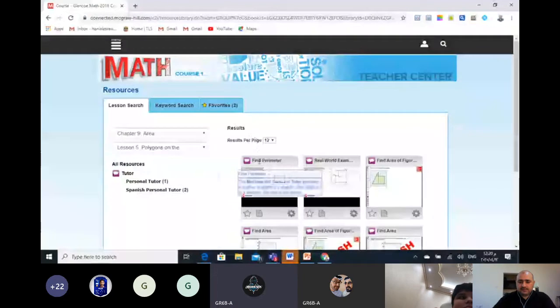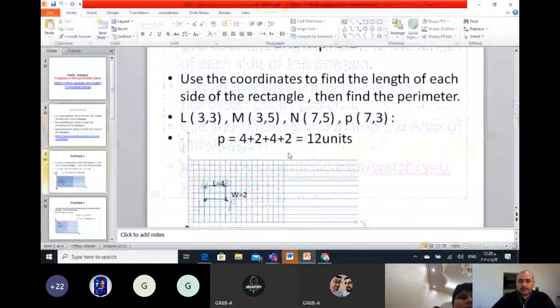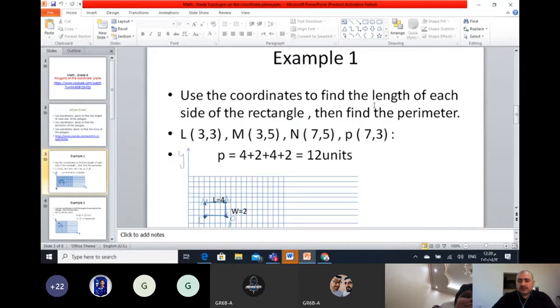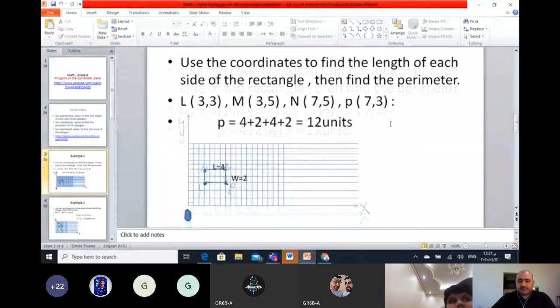Okay, this is our lesson today. We have this example. Use the coordinates to find the length of each side of the rectangle. Then find the perimeter. Right. As you see here, we have 4 points. The first step, I want to represent each point inside the coordinate plane.